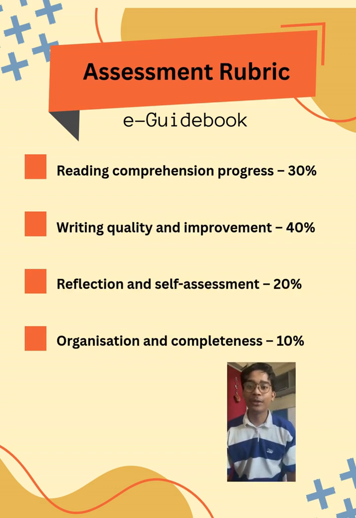Okay, now let's move on to the rubric. This portfolio assessment rubric carries a total of 100 marks and consists of 4 main components. The first one is reading comprehension progress, 30%, writing quality and improvement, 40%, reflection and self-assessment, 20%, and organization and completeness, 10%. So each component has its own rubric.